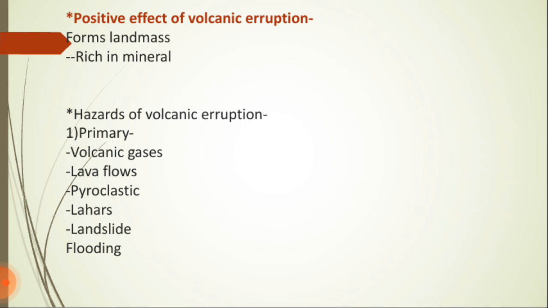It helps in forming landmass, that is landforms, and also many minerals we can find from that volcanic eruption. Then hazards of volcanic eruptions. Primary hazards of volcanic eruptions are volcanic gases, because of which much pollution happens, lava flows which destroy the environment, pyroclastic flows, large landslides, and flooding. These are the hazards.